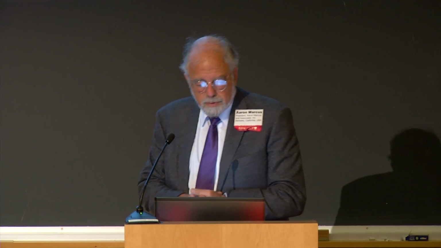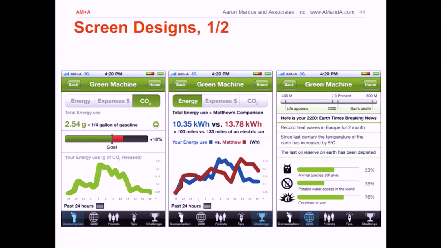Here are some of the screens that we finally came up with. Here is the green machine dashboard on the left, showing your current energy use in relation to your goals. The middle one shows a comparison with someone that you might have a little friendly competition with. The one on the right shows examples of a conjectural 100 years from now, when you're looking at how many life forms have died because of your energy use. How many more wars are there because of your energy use? As a motivation to change.